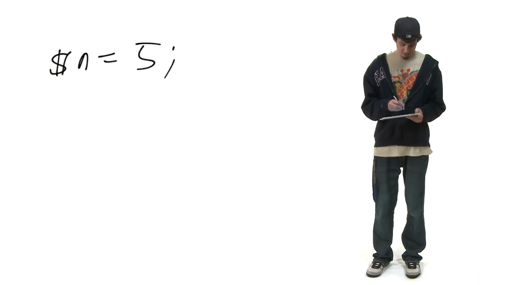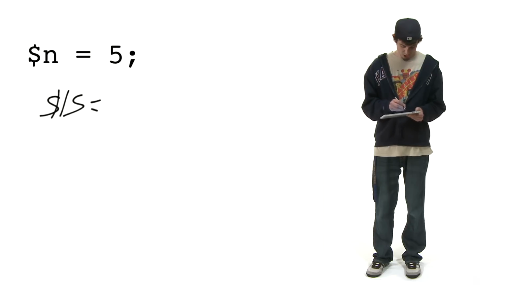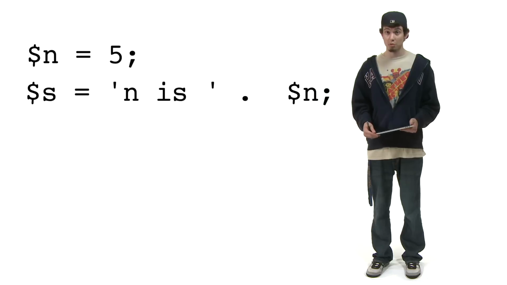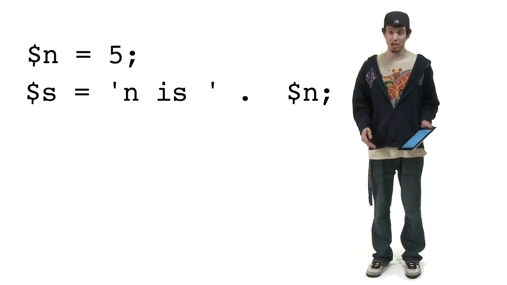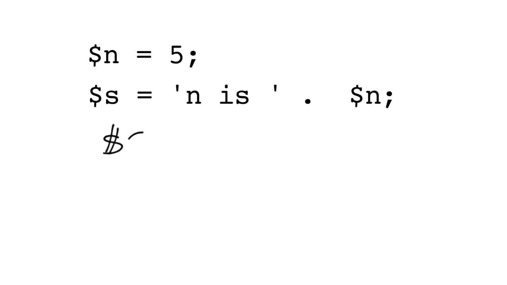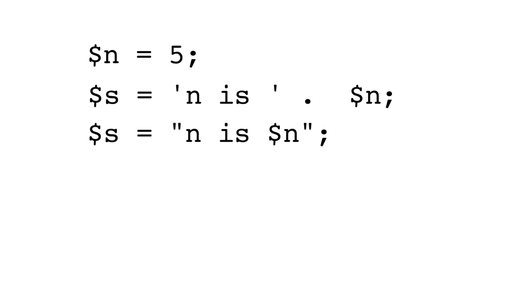$n = 5. $s = 'n is ' . $n. So here, our n variable is an integer. But when we concatenate it with a string, PHP will automatically convert it to a string for us. Or we can simply use double quotes to put the variable into the string itself. So we can say $s = "n is $n". So now the value of $s will be n is 5.